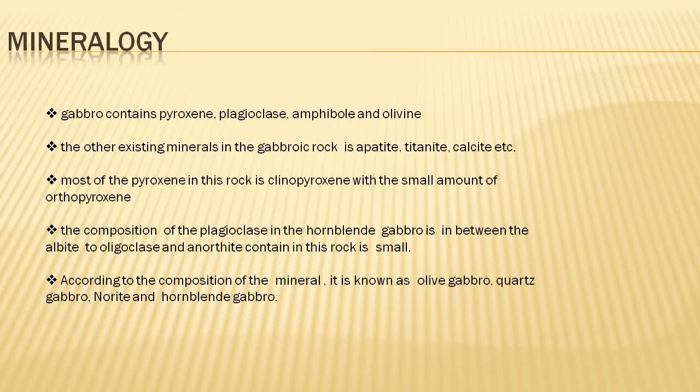According to the composition of the minerals, it is also known as olivine Gabbro, quartz Gabbro, norite and hornblende Gabbro. Olivine Gabbro means the presence of olivine is high in gabbroic rocks. Quartz Gabbro means it is derived from magma oversaturated with silica. If the amount of orthopyroxene is substantially greater than the amount of clinopyroxene, the rock is called norite.